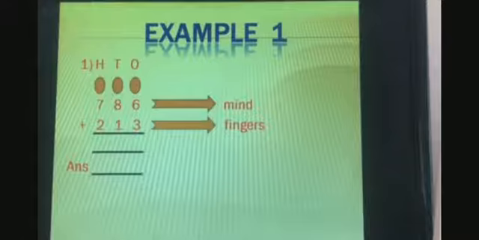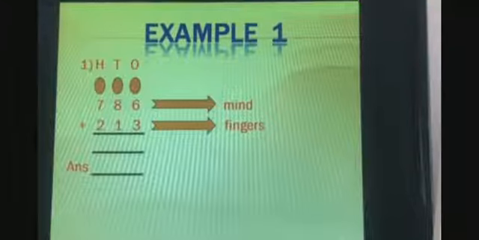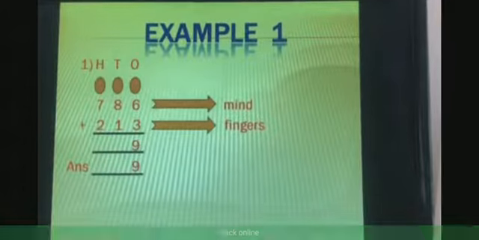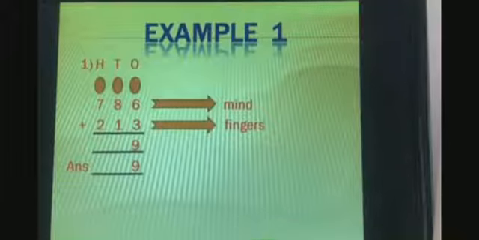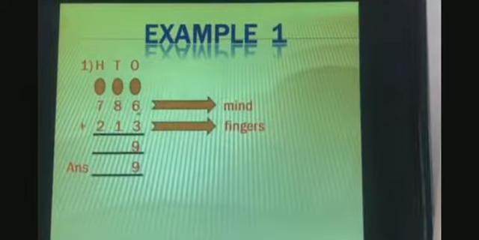Here at the ones place, the upper digit is 6 and the lower digit is 3. You have to keep 6 in your mind and open 3 fingers. And when you start counting after 6, you count 3 fingers, and what you will get is the answer 9. Now 9 is a single digit number, so no need to write carry. Here carry did not come at all, so we will not write carry here.